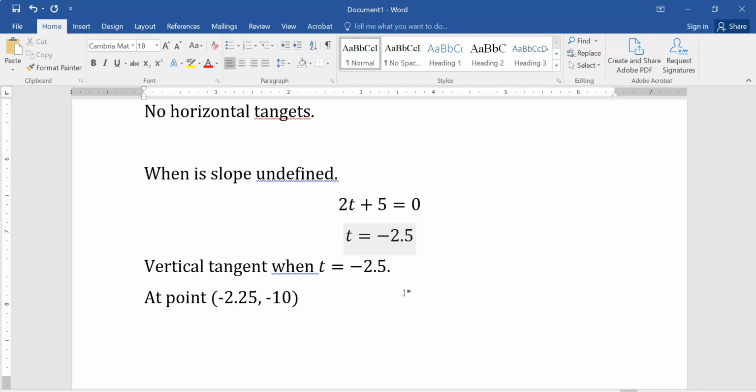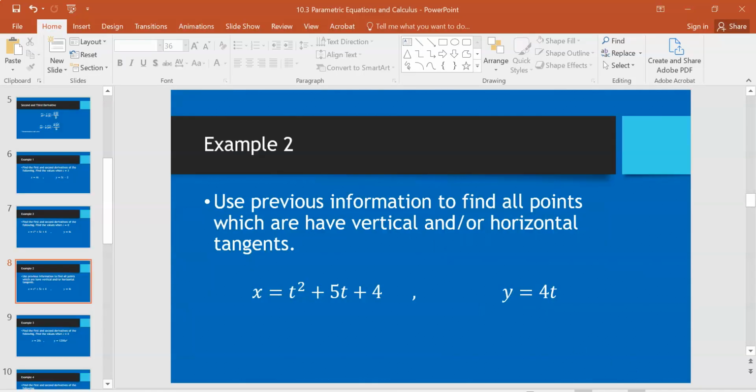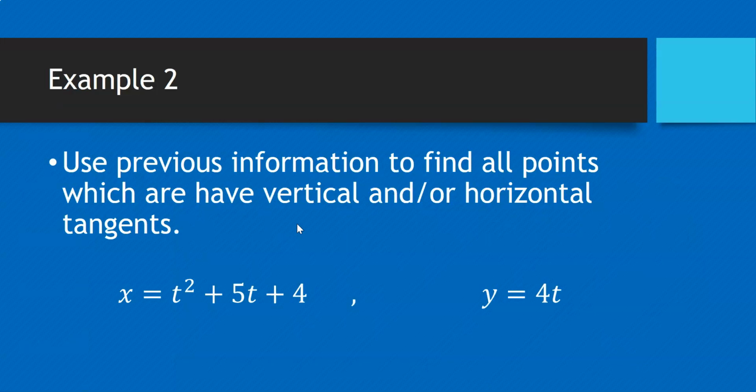All right, so that's the idea. Hopefully that all makes sense. So you can do very similar things that we've dealt with before, like horizontal and vertical tangents, first and second derivatives, all in parametric form.